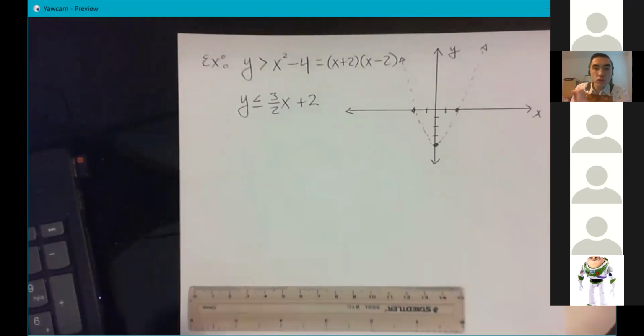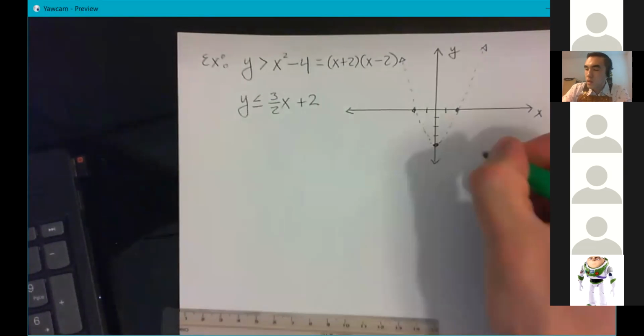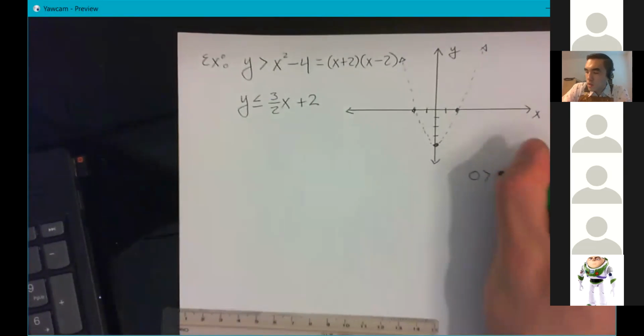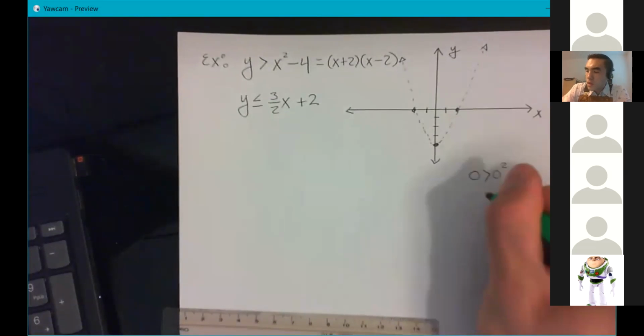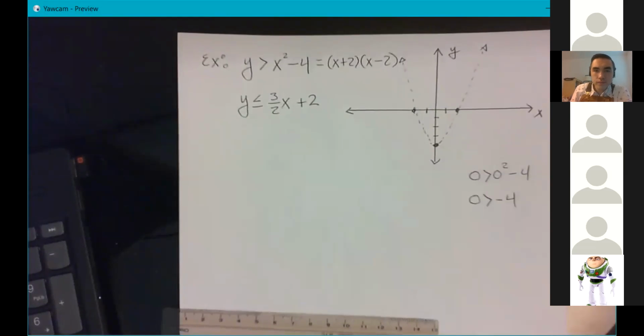And now we need to choose a point which is not on the function to act as our test point. Given the ability to choose any test point you want, as long as it's not on the function, what is the best test point? 0, 0. The origin is by far the best test point just because it's so easy to do math with the number 0. So if I pop 0 into the original equation, this is to say 0 is greater than 0 squared minus 4. 0 is greater than minus 4. Is this true or false?